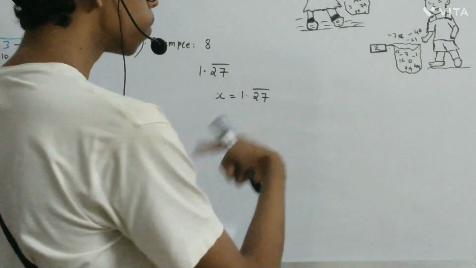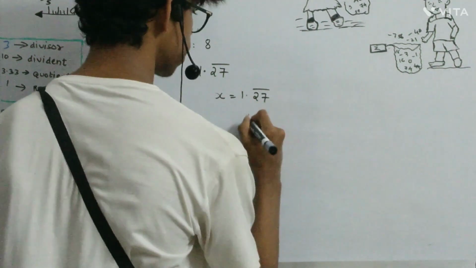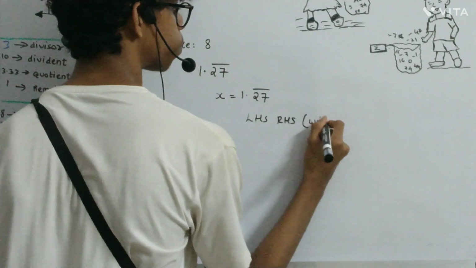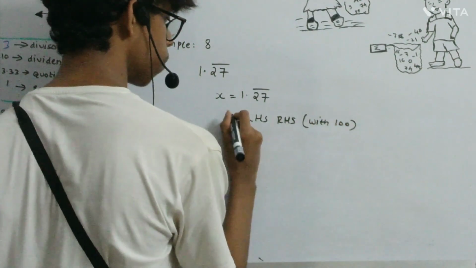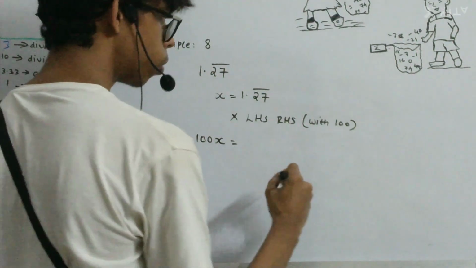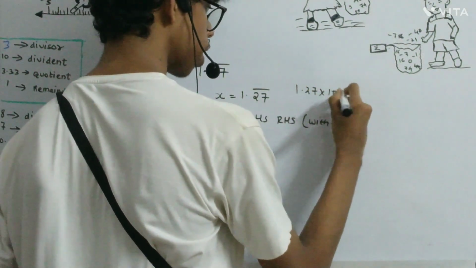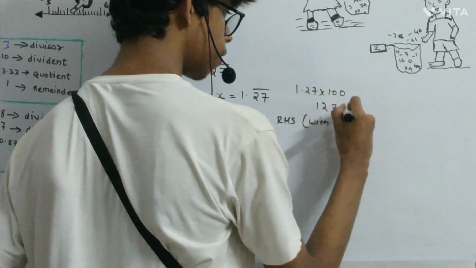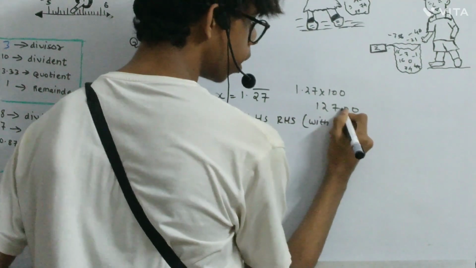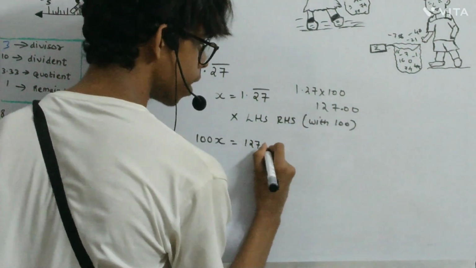Here, since the bar symbol is present on two numbers, we have to multiply LHS and RHS with 100. So when I multiply, I will get 100x is equal to, just see over here, 1.27 into 100, and I will get 12700. You have to move two decimal places towards the right. So the point will come over here.